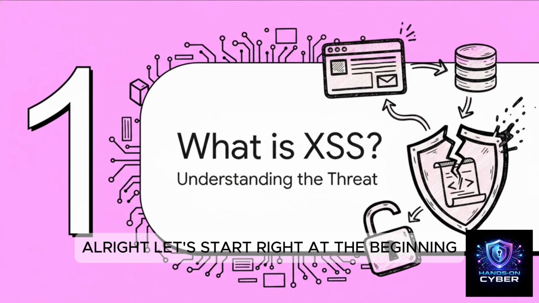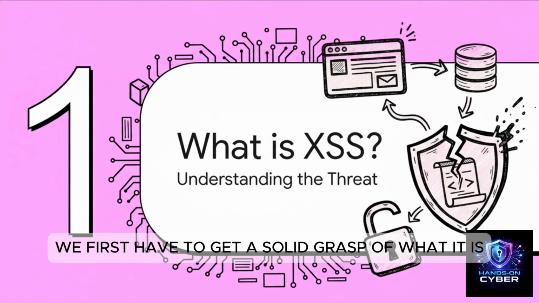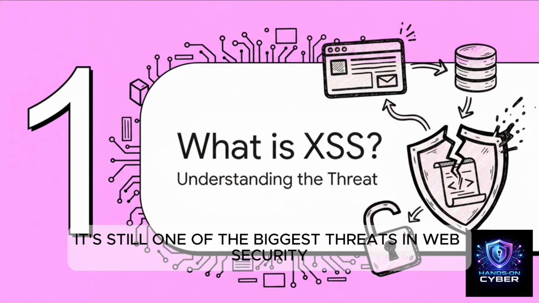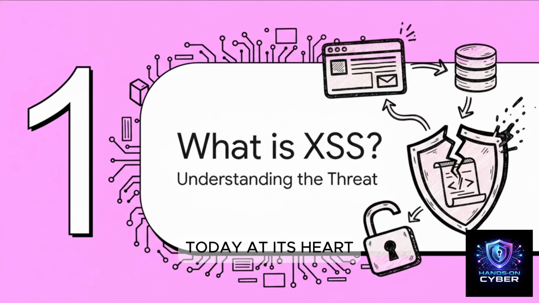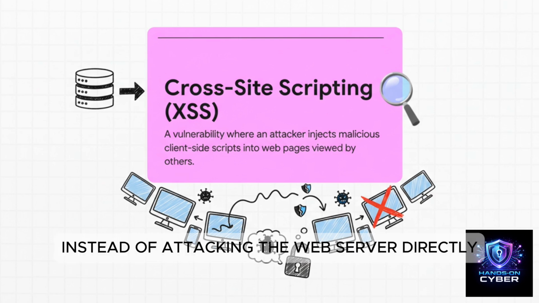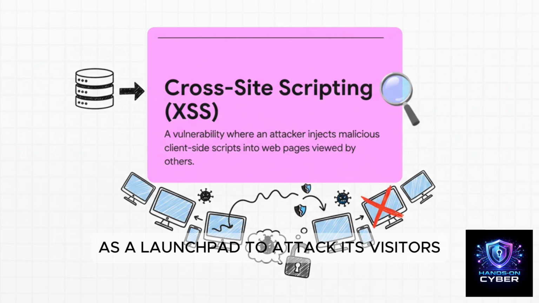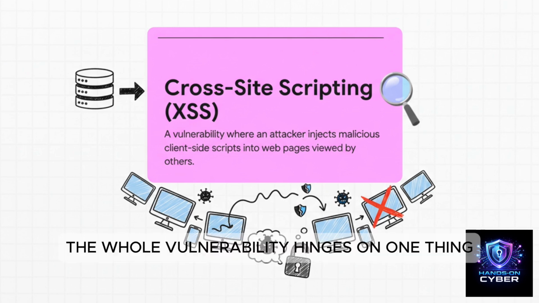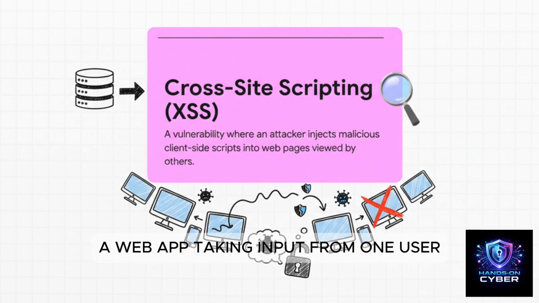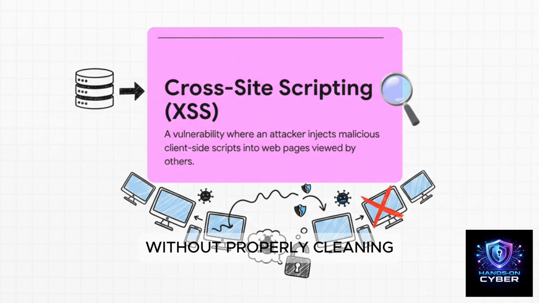All right, let's start right at the beginning. To really understand how to stop XSS, we first have to get a solid grasp of what it is and why it's still one of the biggest threats in web security today. At its heart, XSS is a client-side vulnerability. So think of it this way. Instead of attacking the web server directly, the attacker cleverly uses the website itself as a launchpad to attack its visitors. The whole vulnerability hinges on one thing: a web app taking input from one user and then displaying it to another user without properly cleaning, or as we say, sanitizing it first.